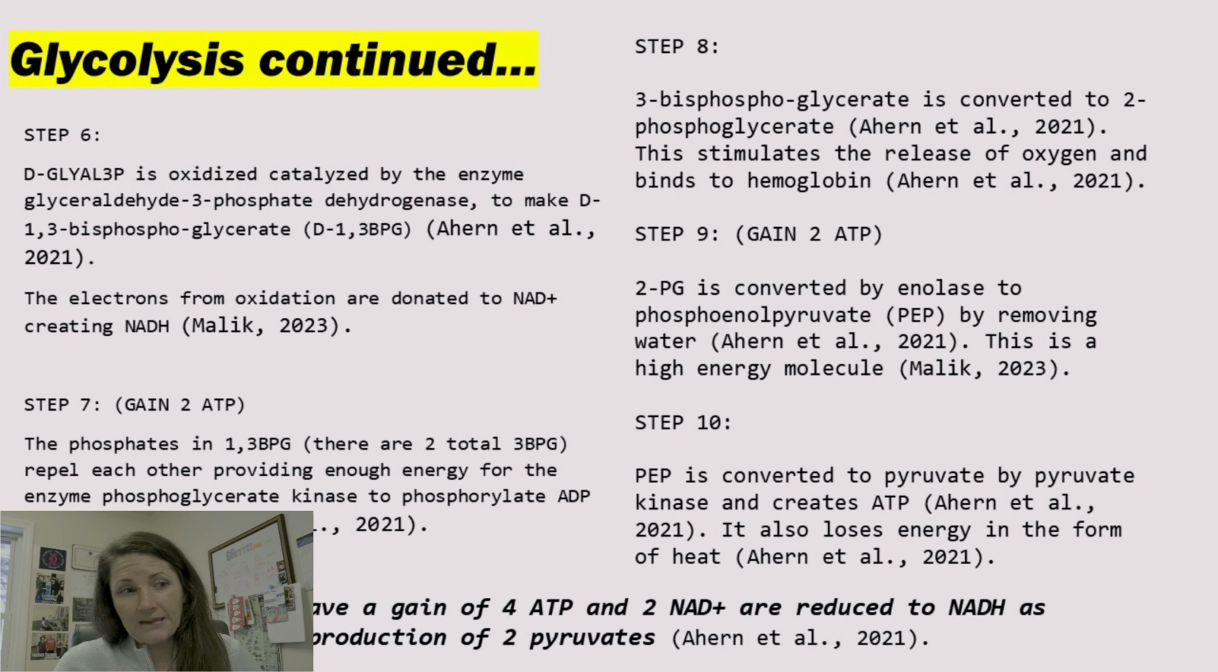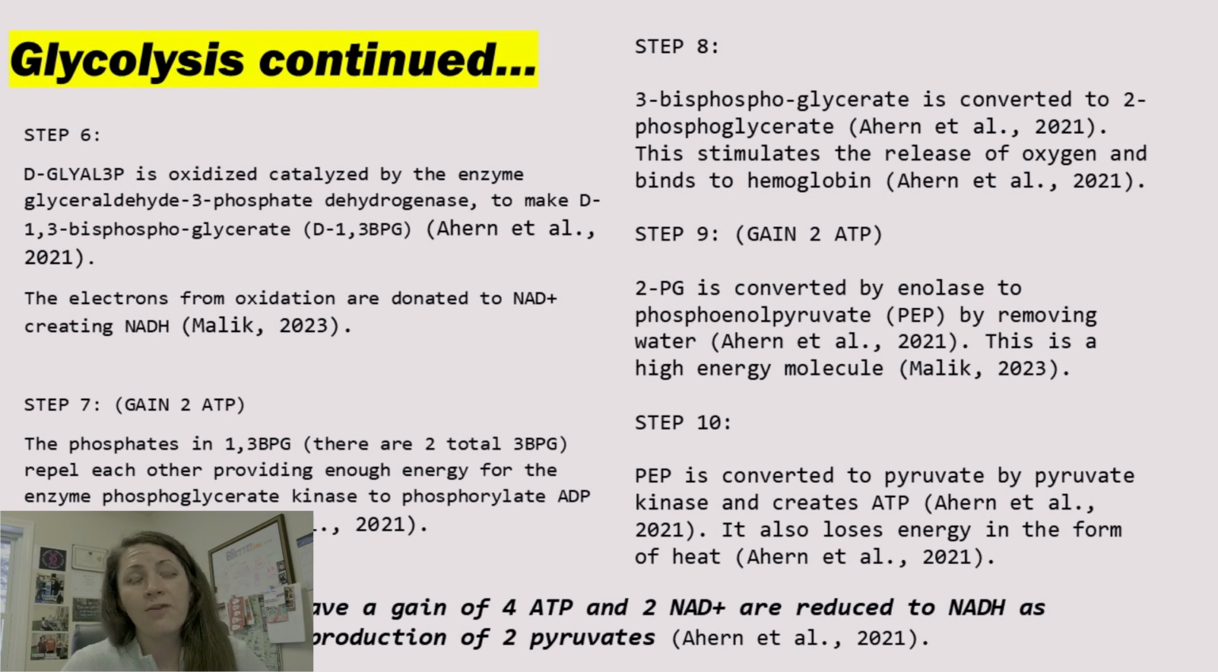So we move on to step 8. In step 8, our 3-phosphoglycerate is transformed into 2-phosphoglycerate. Oxygen is also released during this time period, and it binds to the hemoglobin. In step 9, we're back to gaining. We gain 2 more ATP. Now, we gain that by having our 2-phosphoglycerate converted into an enol by enolase, and then it turns that into phosphoenolpyruvate by removing the water.